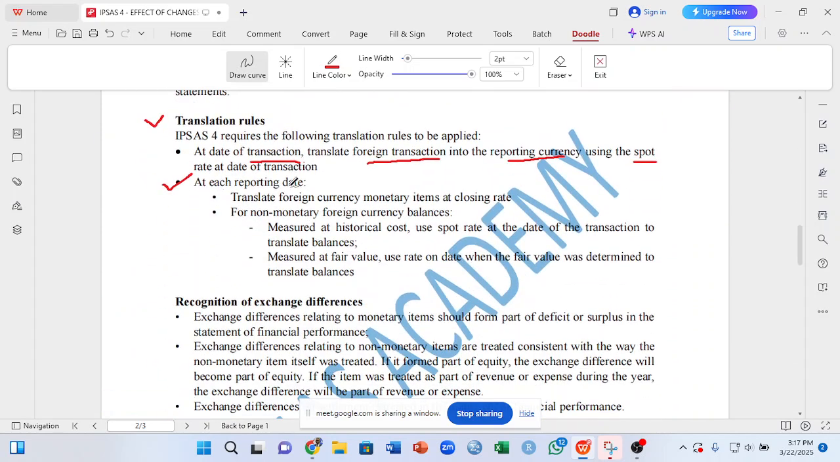So at the transaction or at the reporting date, what do you do? If it's a monetary item, you have to make sure you translate the foreign currency. Why are you doing the translation of the foreign currency? You still pay the person in the foreign currency. So now translate that foreign currency using the prevailing rate so that we know the equivalent amount of money you have to pay.